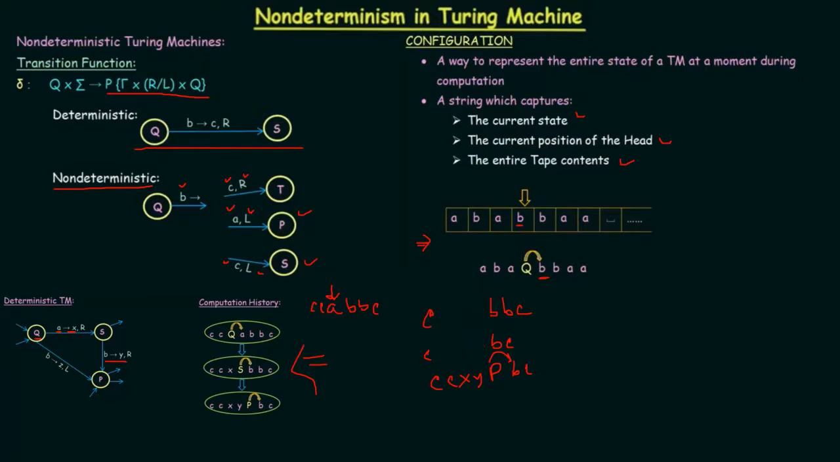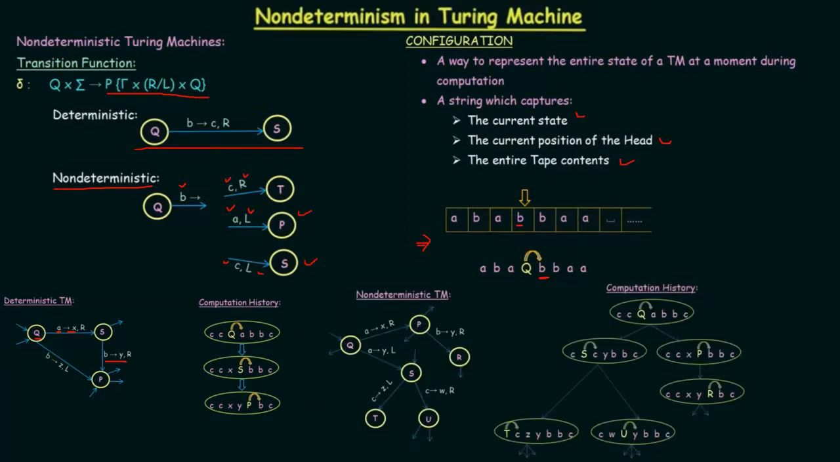Now, if it was a non-deterministic Turing machine, how would it have been written? Let's take this example. Here you can see that this is also part of a diagram where this Q state is going to P and going to S on getting a symbol. It is replacing it with X or Y, moving right or left. So obviously this is non-deterministic.